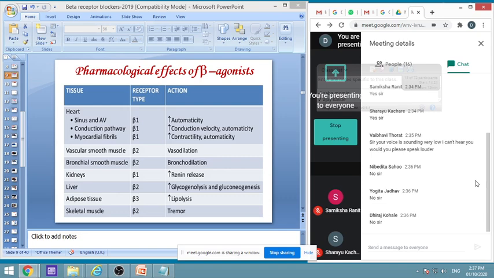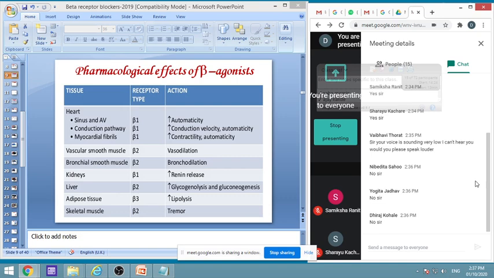Then in smooth muscle, vasodilation, we have seen it earlier. Beta 2 again causes smooth muscle bronchodilation, because beta 2 receptors are there in all these muscles. In the kidneys, beta 1, just yesterday we saw that beta 1 causes an increase in renin release. Because of renin there is the angiotensin aldosterone mechanism, which we have blocked with ACE inhibitors or sartans, that is ARBs. Okay.